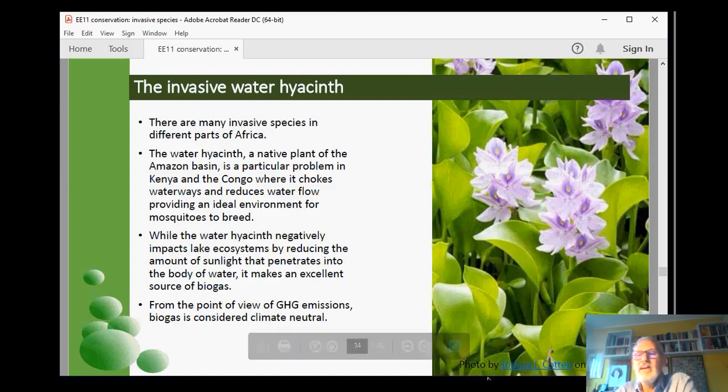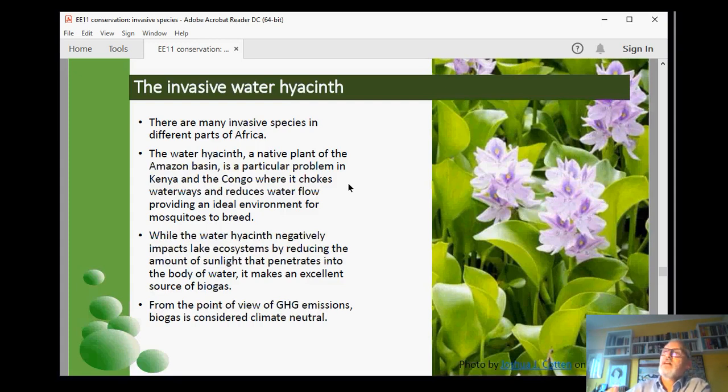Thank you. Okay, so you've got something which is, you know, quite obviously a pretty plant, but it's bad because these are plants which grow very well in African lakes, and they interrupt the water flow. They have a really bad effect on the ecosystems, and once the water starts to stagnate, that's when you start to get mosquitoes breeding. Okay.